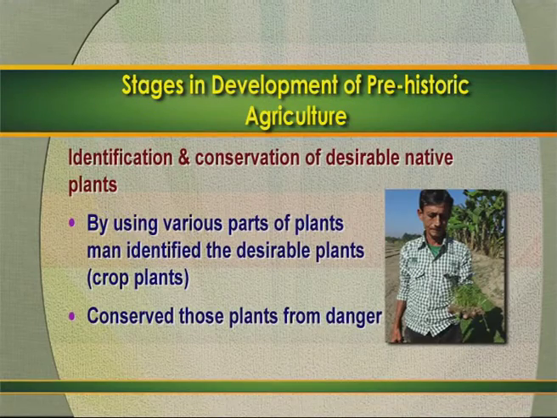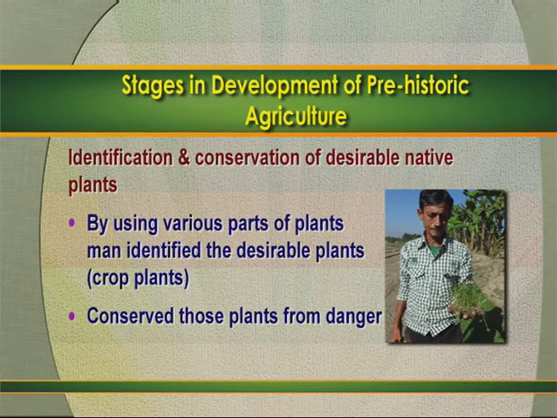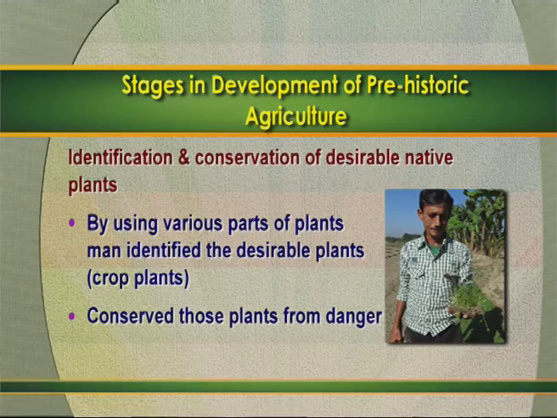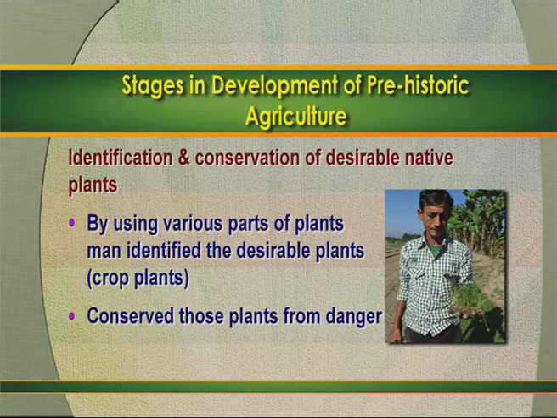Now, we will understand how agriculture developed in the prehistoric period. The first stage in the evolution of agriculture started with the identification and conservation of desirable native plants. As the population slowly increased, hunting and gathering was not sufficient. By using different plant parts such as roots, seeds, leaves, flowers and fruits, people might have identified the desirable plant parts and desirable plants at that time.